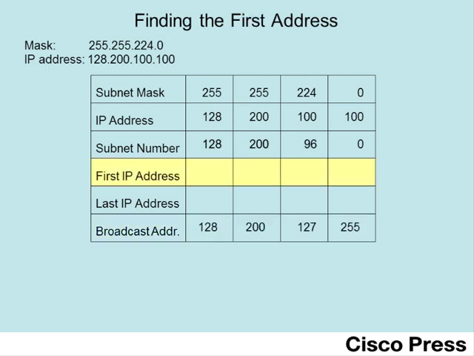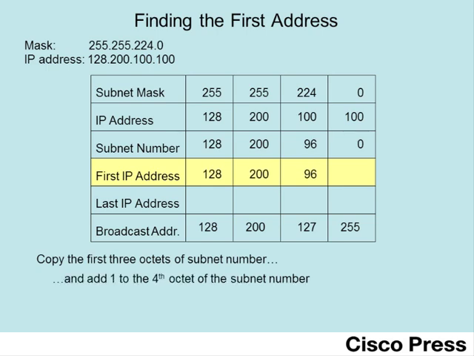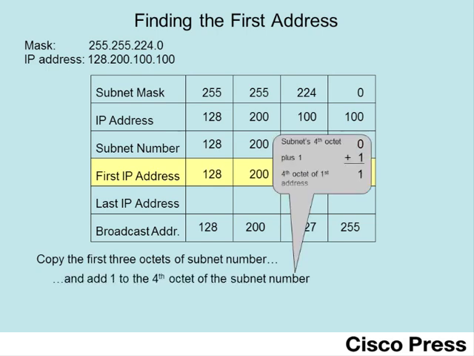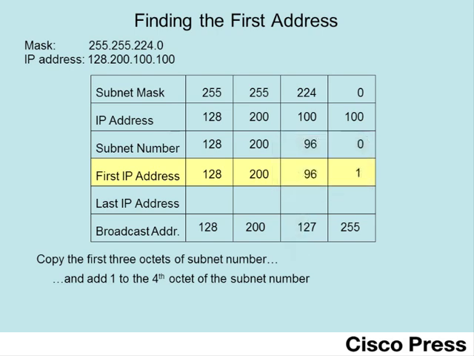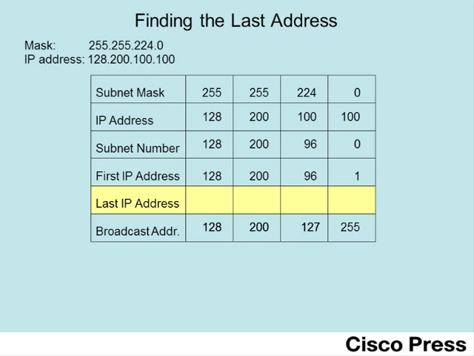To find the first address, you copy the first 3 octets of the subnet number down. Then you just add 1 to the 4th octet. In this case, of course, 0 plus 1 gives you 1. So the first IP address is 128.200.96.1.